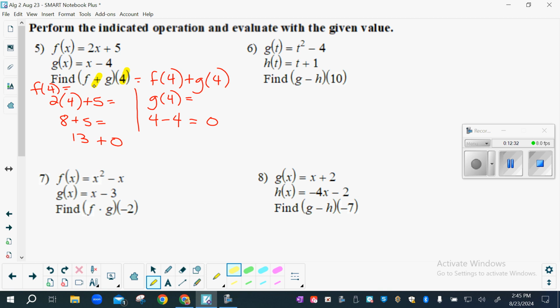f of 4 plus g of 4. Yep, so 13 is f plus g of 4. So it's a little bit more steps, isn't it? But we have to put that number in there.